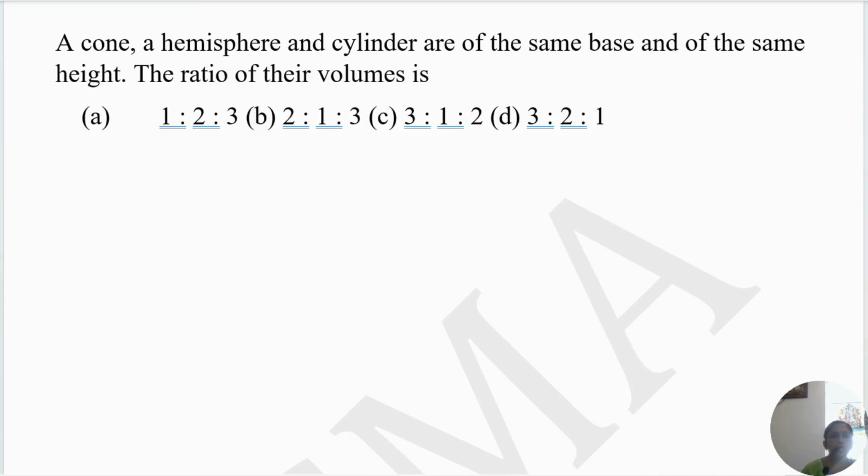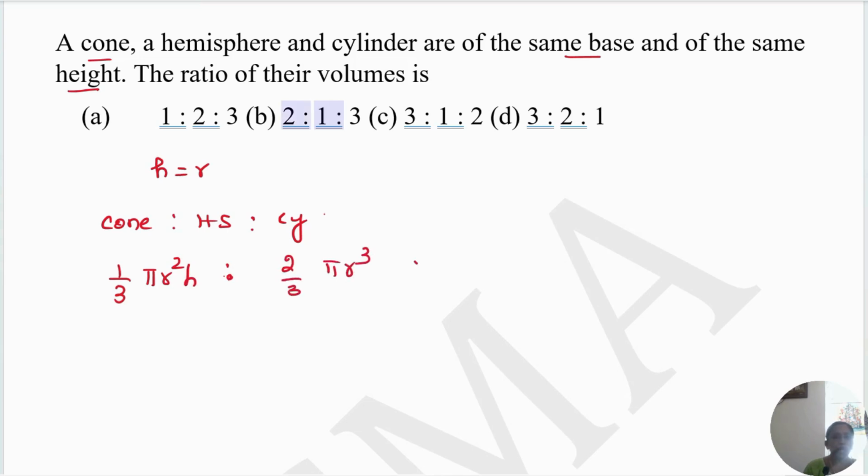Next question. A cone, a hemisphere and a cylinder are of the same base and the same height. The ratio of their volume is asked. So the meaning here is h is equal to r, it is given. So here we are given three structures: cone, hemisphere and cylinder. So the ratio of their volume is asked. So write down the corresponding formula. So 1 by 3 pi r square h, and for hemisphere 2 by 3 pi r cube, and for the cylinder pi r square h.